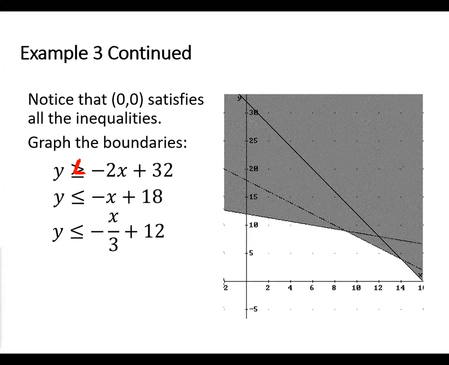Next constraint says y is less than or equal to negative x over 3, so our slope is negative 1/3. 12 is our y-intercept. We're going to go down 1 to the right 3, down 1 to the right 3, so it's less steep. But it says less than or equal to, so we want everything below, so we're going to cross off everything above, right? So it'd be all above this line here. Cross off. And then our last constraint said that we want positive values.